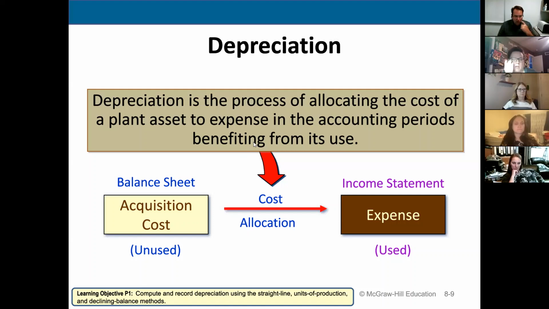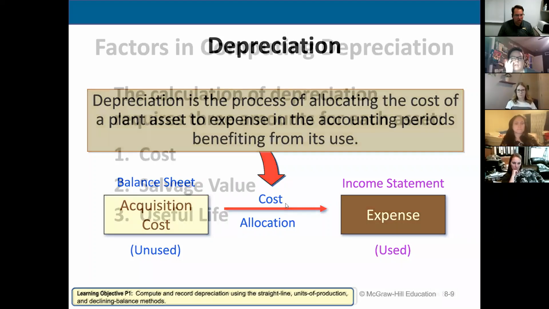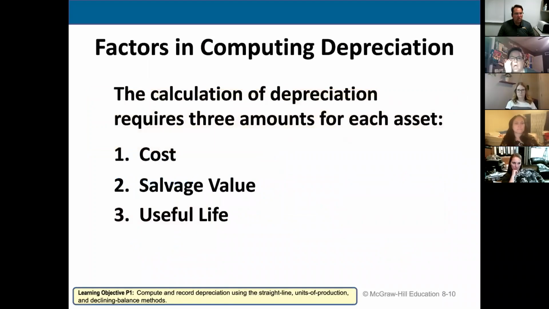So when we depreciate, we need to know how much something costs. That's the next slide. So we'll need to know how much something costs. We'll need to know the salvage value. That's how much the asset will be worth at the end of its useful life. And then we need to know its useful life.